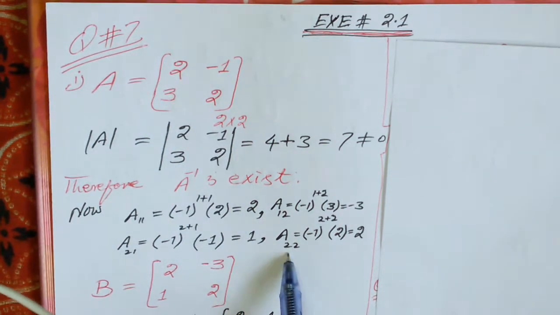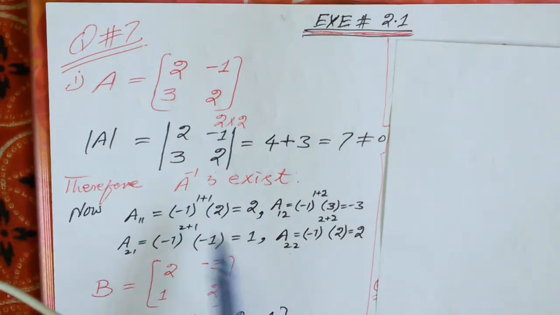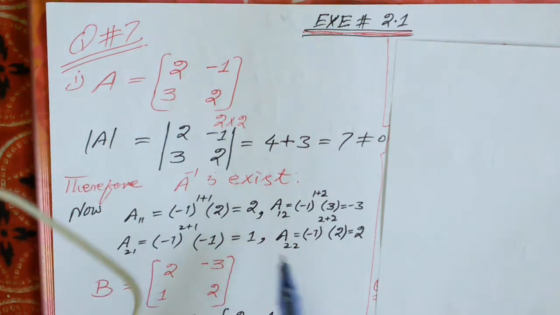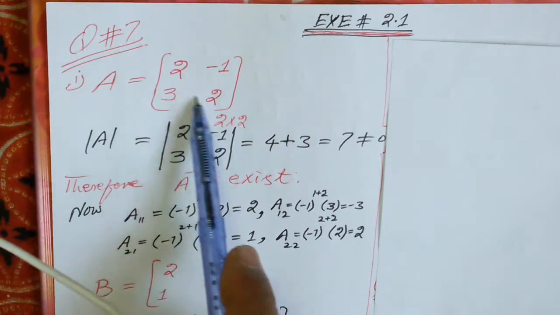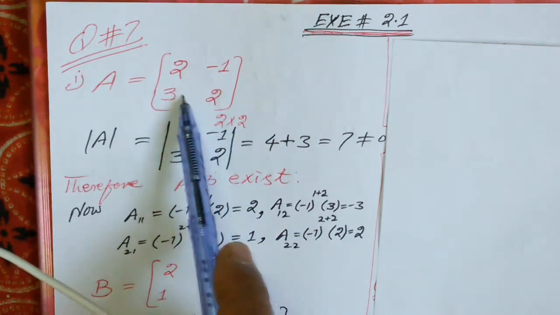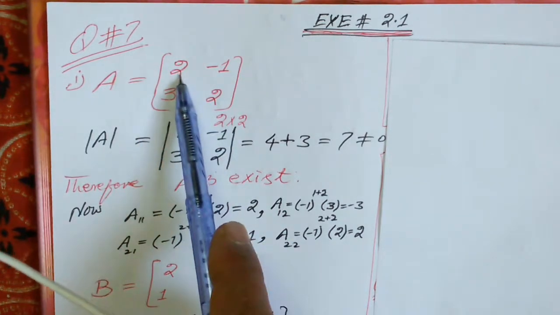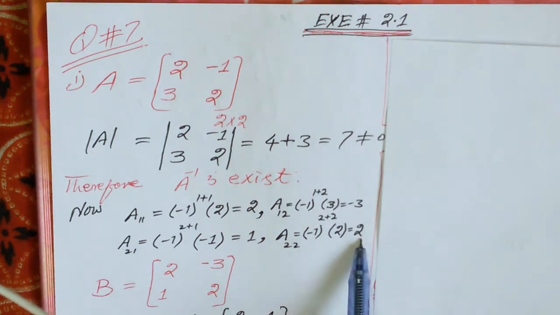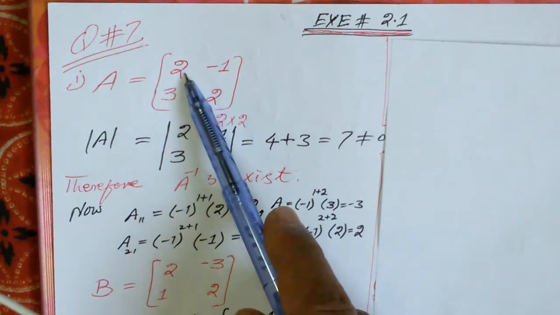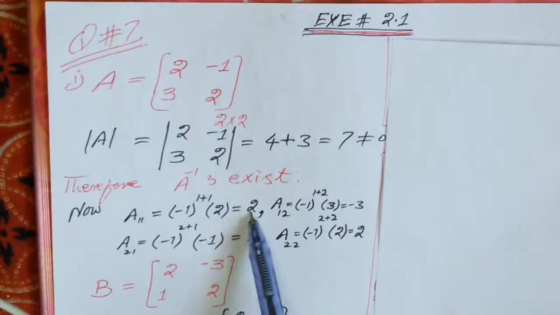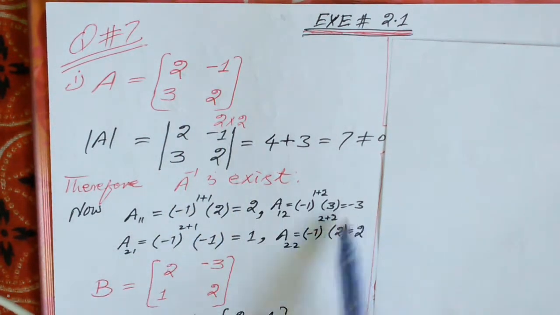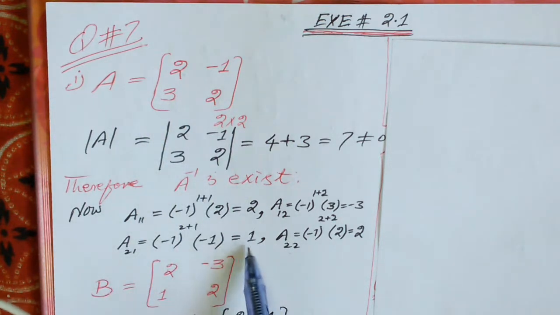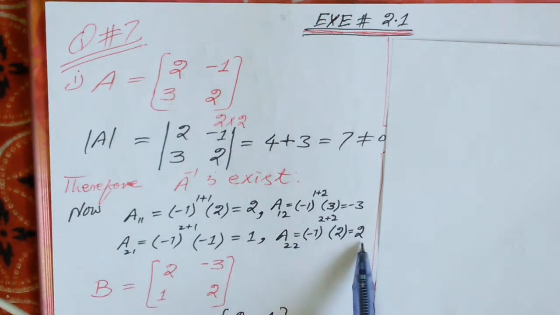Calculate A22, the cofactor of the element in the second row and second column. The cofactor of the element of the second row and second column is -1 raised to power 2 plus 2. Delete the second row and second column, we get 2. Multiply this element with 2, we get 2. Replace the first element by its cofactor, the second element by its cofactor, the third element by its cofactor, and the fourth, the last element, by its cofactor. We get another matrix. Denote that matrix by B.